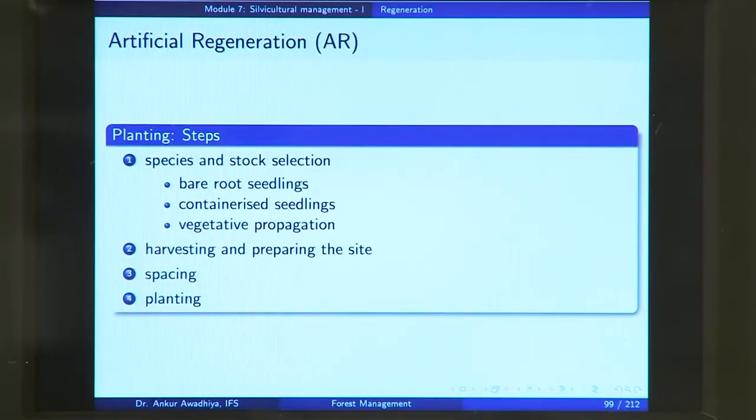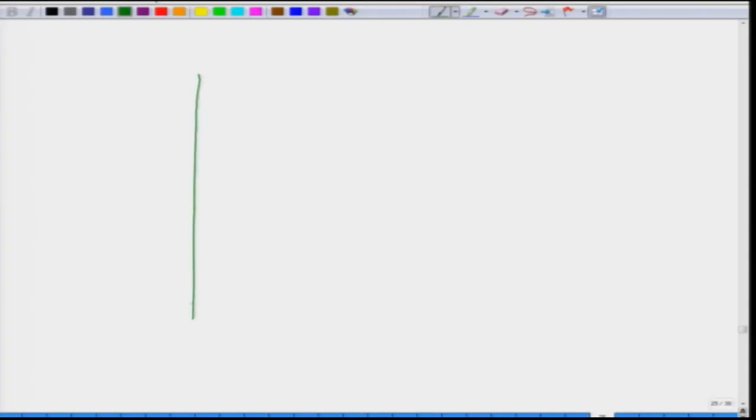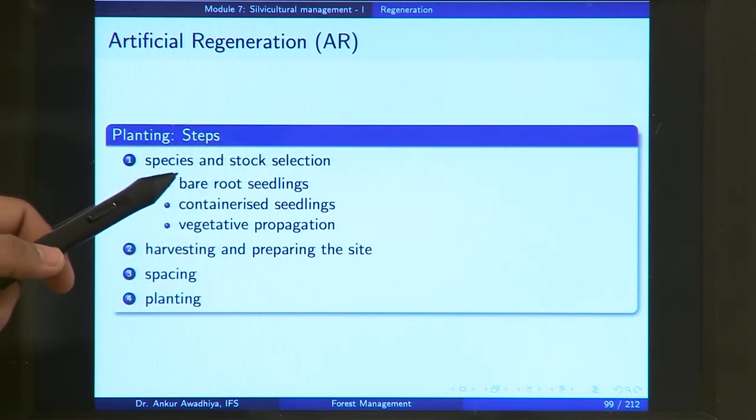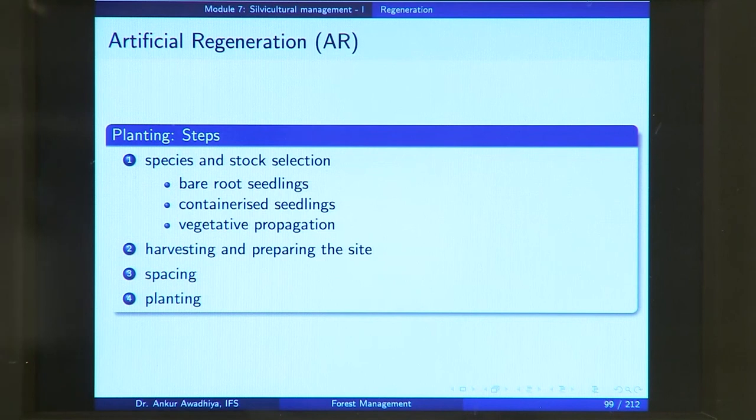In the case of stock selection, what we mean is that if you want to have trees with tall cylindrical boles, you select those mother plants that have tall cylindrical boles, because their seeds will be having these characteristics through genetics. Once you have done your species and stock selection, you have got three different options to choose from.